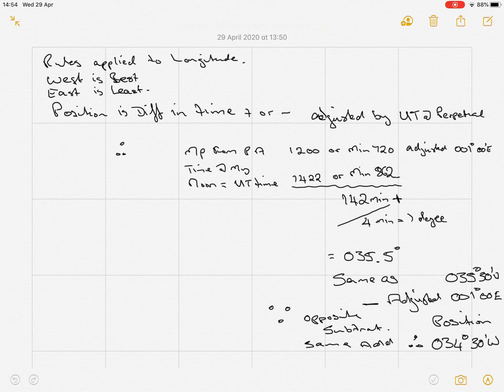So, first rule we're looking at: if our personal time converted to Universal Time is greater than UT 12, we will be west. So west is best. If it was less than, east is least. So they might say to you, you're in the -7 zone, which means you are actually east.